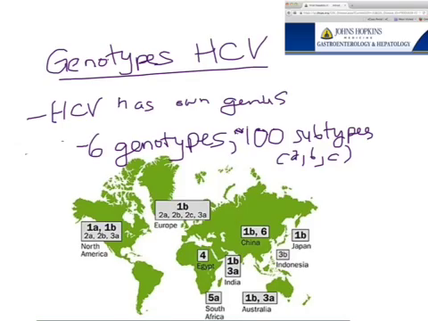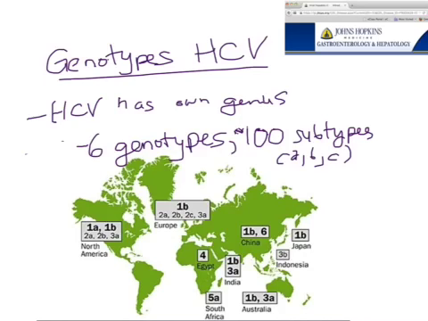Thank you for the figure provided by Johns Hopkins. As you can see here, the genotype distribution is such that genotypes 1 to 3 are found pretty much worldwide, whereas genotypes 4 and 5 are primarily found in Africa, and genotype 6 is primarily found in Asia.